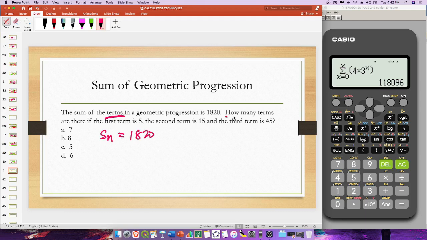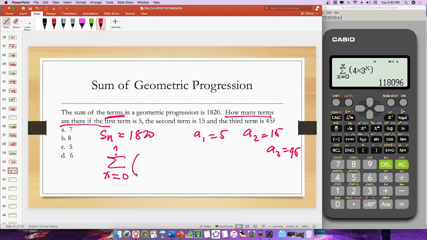So we are looking for n. Given that the first term is 5, the second term is 15, and the third term is 45. Here, the first, second, and third terms are already given. So for the sum, using the sigma notation is really simple. Since we don't know n, we can just use 0 up to question mark.